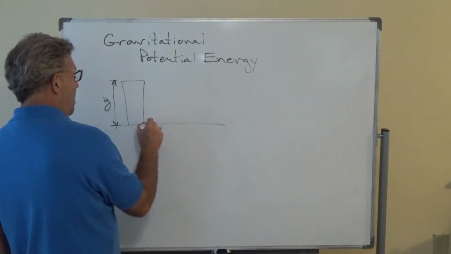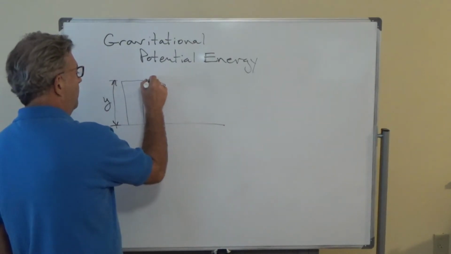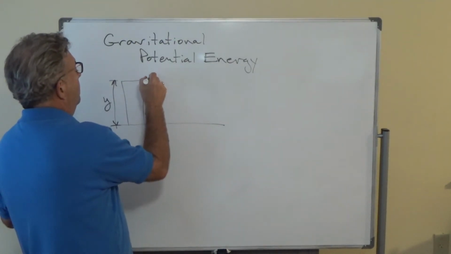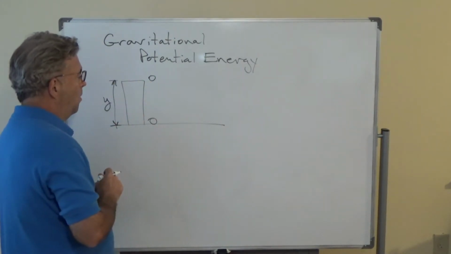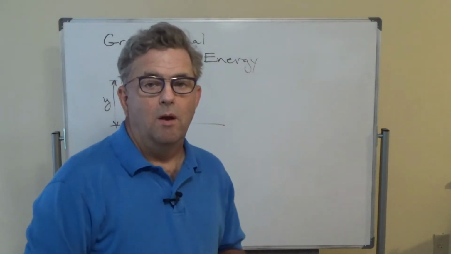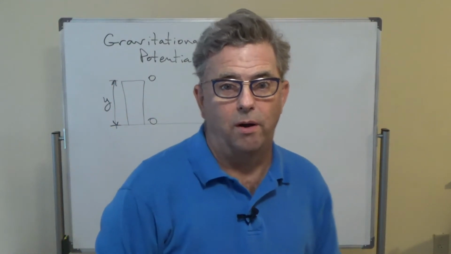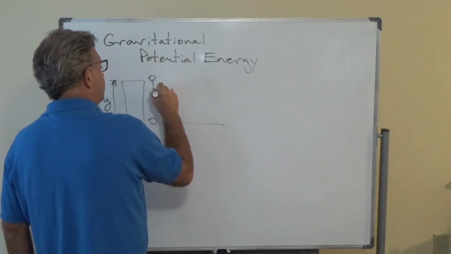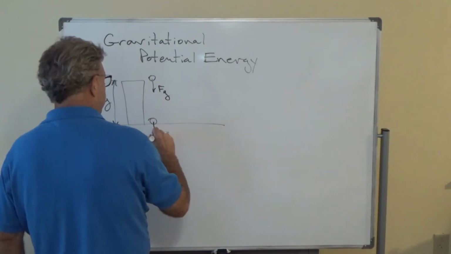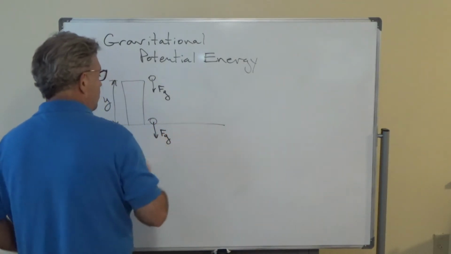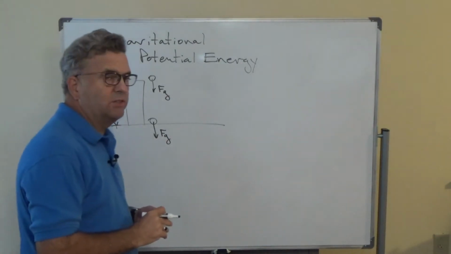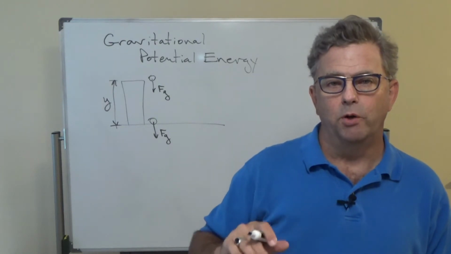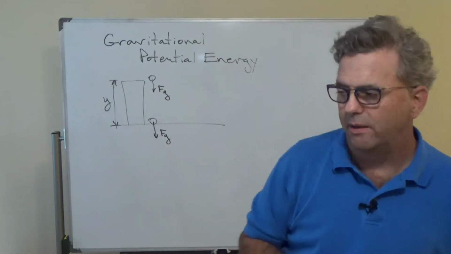So let's say we have an object that starts out here and it ends up here at some position y. We know there's a force on this object based on the fact that it is in the gravitational field. There's some force due to gravity. This is some 1D system. We're thinking of moving the object just up and down along a line.